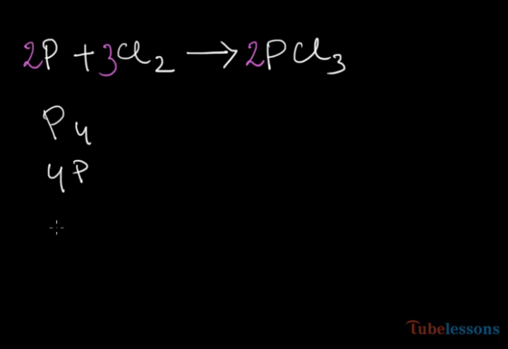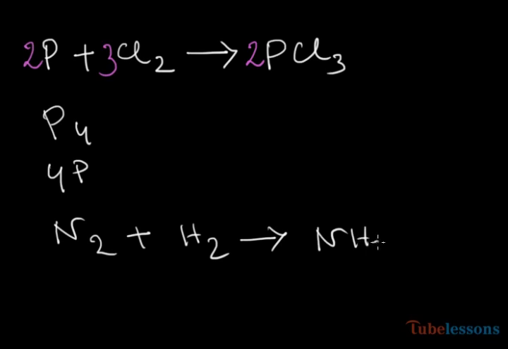Let us consider another reaction. Reaction between nitrogen and hydrogen. Nitrogen and hydrogen react to form ammonia. Now, on the right hand side, the number of hydrogen atoms is 3. But on the left hand side, the number of hydrogen atoms is 2. We have to balance the number of hydrogen atoms on both the left hand side and the right hand side. So, we have to multiply NH3 by 2.